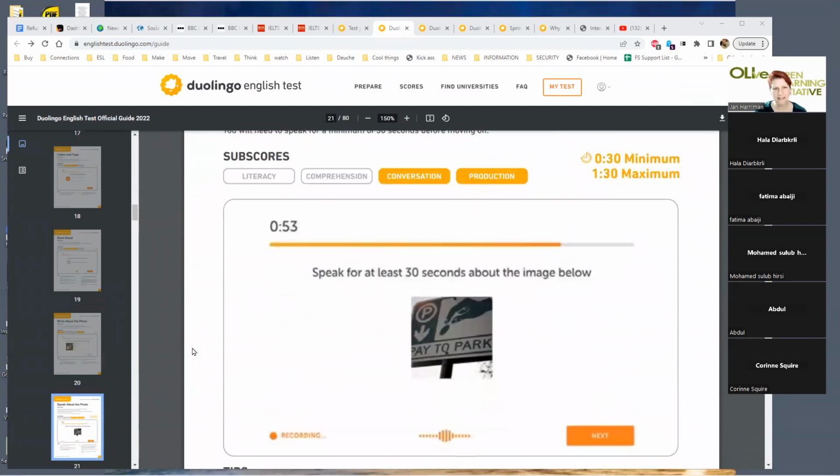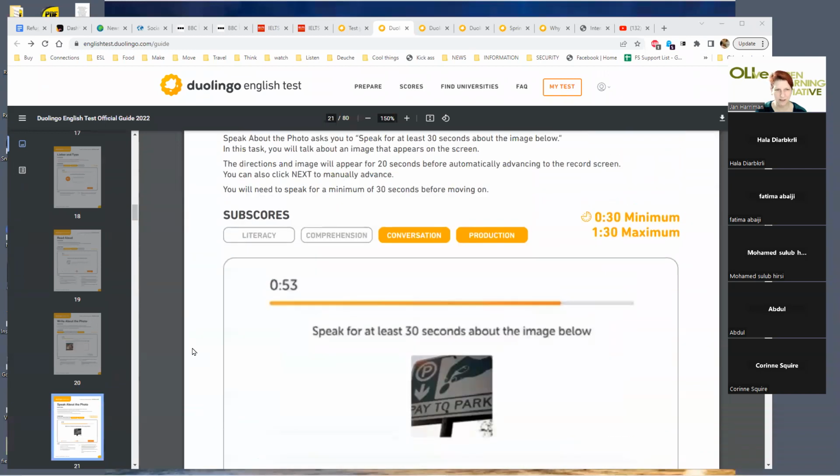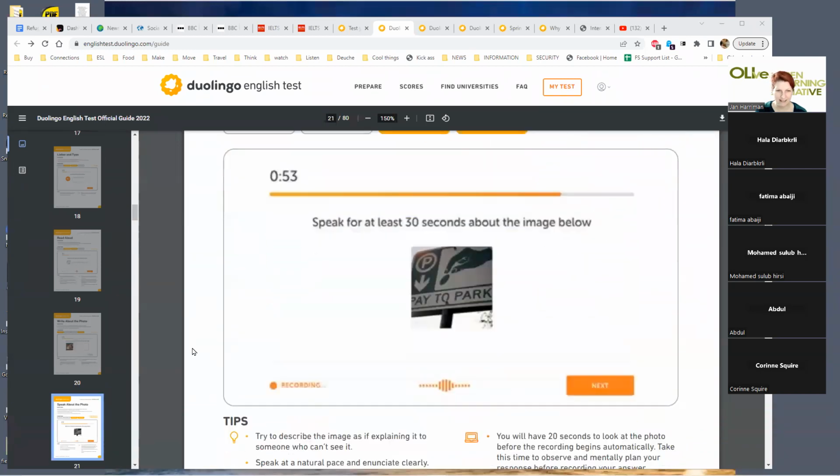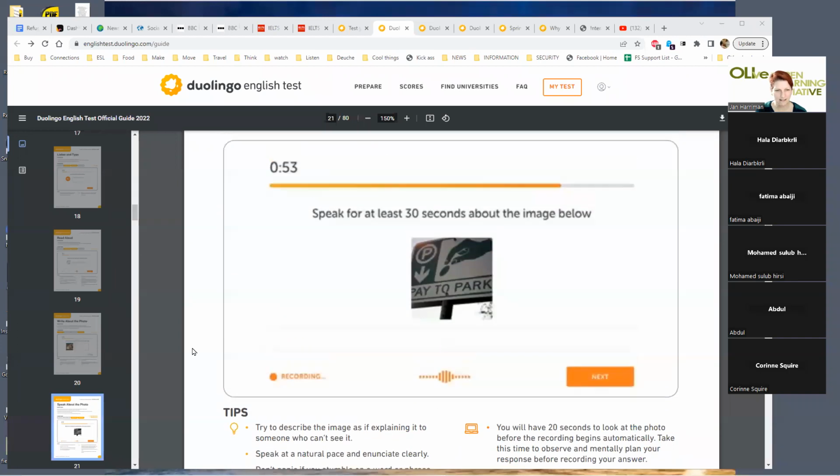And very similarly, speak about a photo. All right, so this one, they say describe it as if you were, so much like a task one writing, only this is speaking, describe the image as if explaining it to someone who can't see it. So the detail that you would want to say on this, what are the things that you would want to mention?